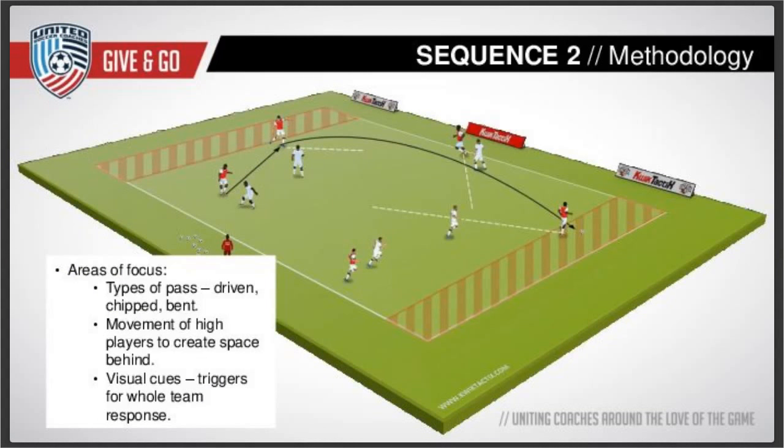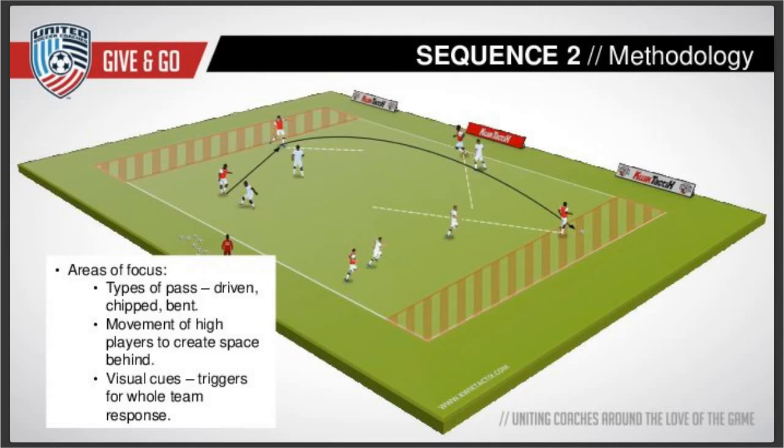A few of the methods we will look at here are the types of passes that the players make, not only short and long, but also whether it's a driven pass or whether the player plays a loopy chipped pass with backspin, or maybe in this situation, a bent pass that will take the ball away from the defender and between the two defenders is the best option.